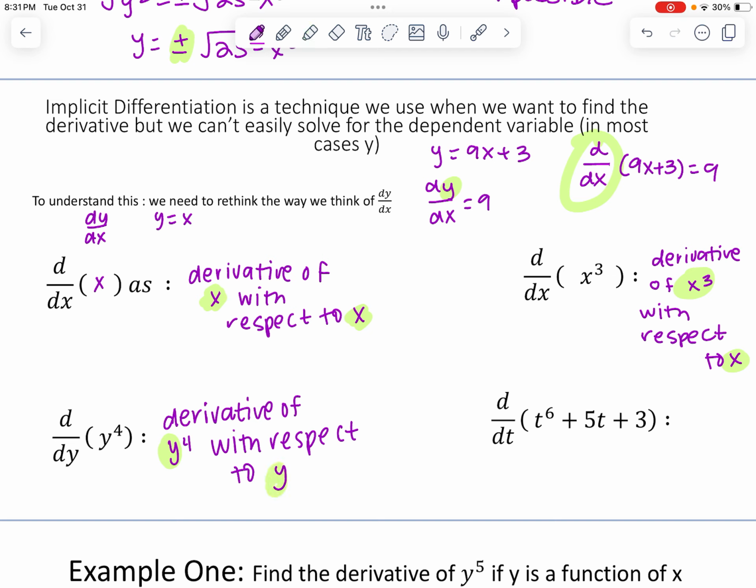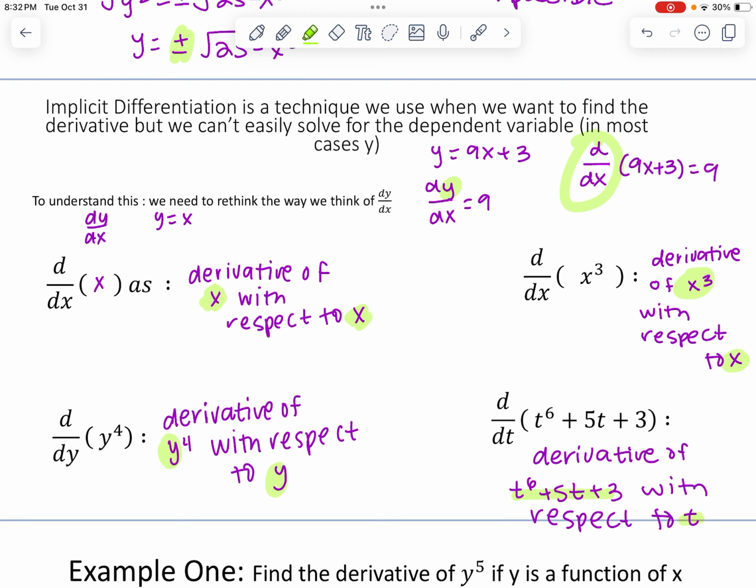And then finally, this last one, what this notation means is it's the derivative of t to the 6th power plus 5t plus 3 with respect to t. And so again, those variables match up. We have t's over here, and then we have a t over here, and those match up.